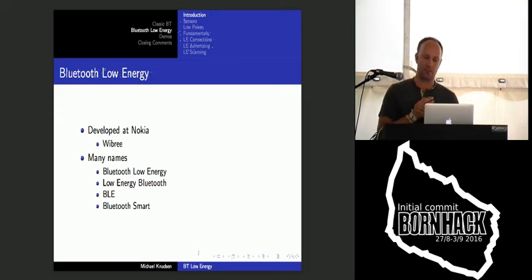Okay, so quickly about Bluetooth Low Energy. It was originally developed at Nokia under the name of Wibree. It was taken in by the Bluetooth Special Interest Group, and they've tried to use a lot of different names for it: Bluetooth Low Energy, BLE, Bluetooth Smart. I think there are even more names, but from a branding perspective, this is a bit confusing. This is not very successful.